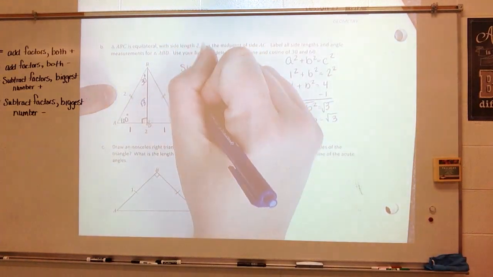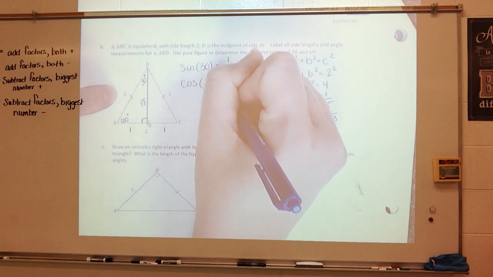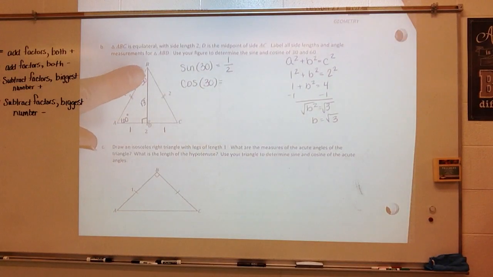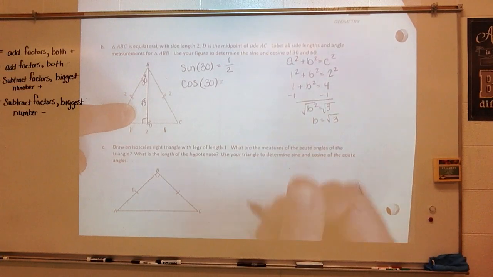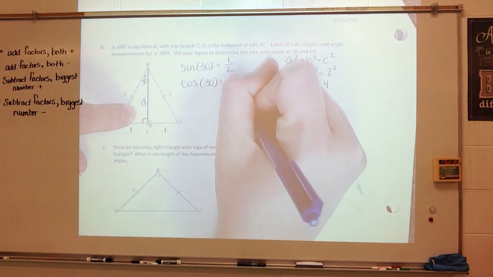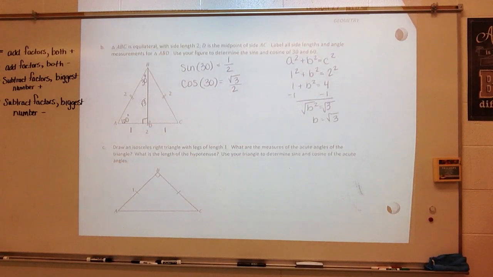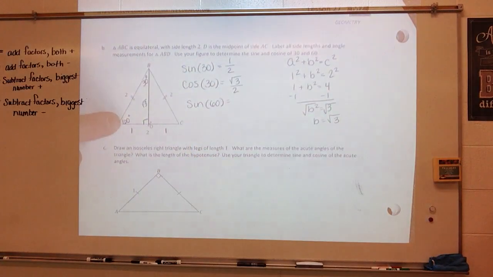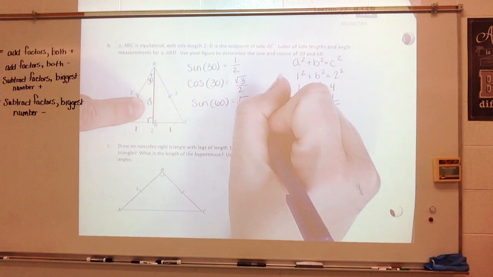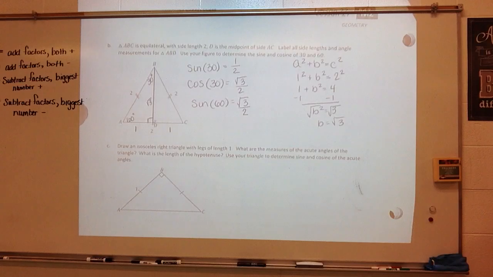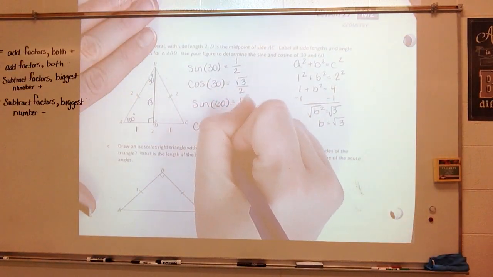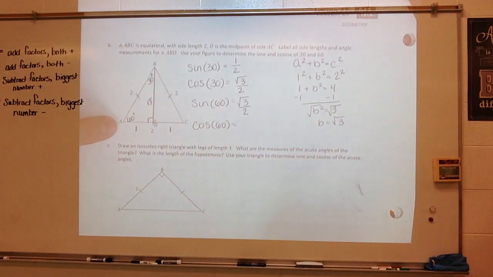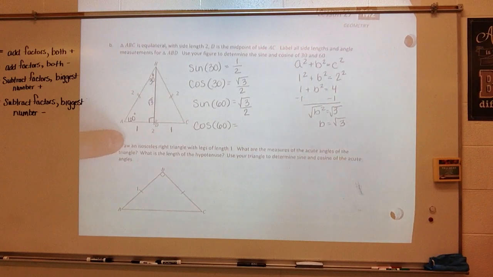Let's find the cosine of my 30-degree angle. That is the adjacent, so that would be the square root of 3 over my hypotenuse, which is 2. Now I'm going to find the sine of my 60-degree angle. Sine is opposite, so square root of 3 over hypotenuse, which is 2. And cosine of my 60-degree, cosine is adjacent, so that'd be 1 over 2.